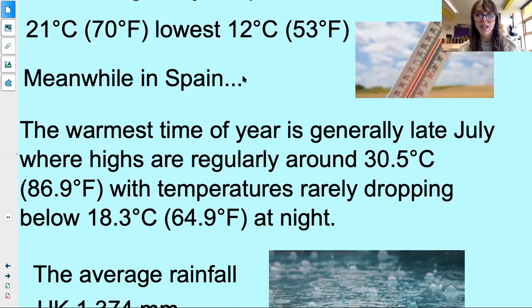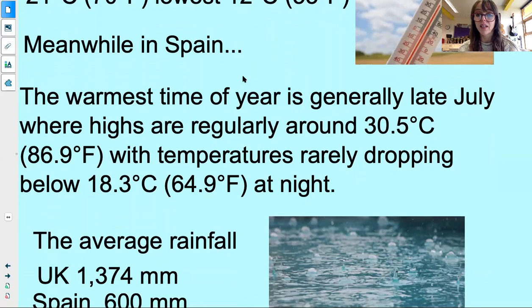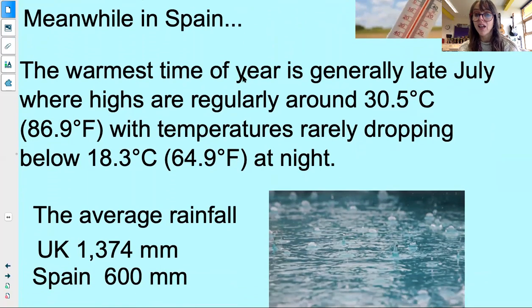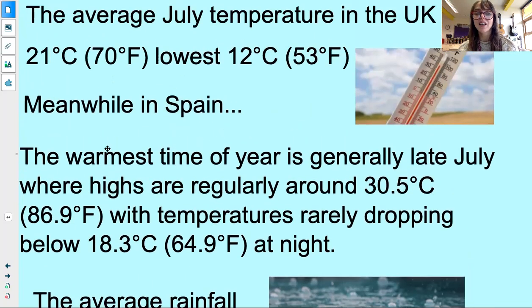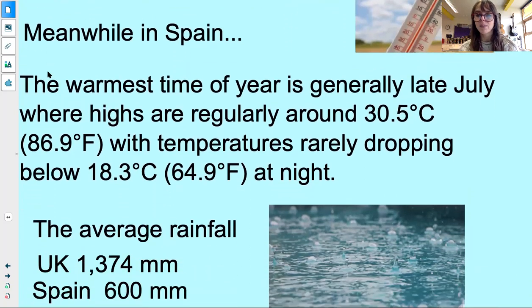Meanwhile, in Spain, the warmest time of the year is generally late July, and the highs are regularly around 30.5 degrees centigrade, which is 86.9 Fahrenheit, with temperatures rarely dropping below 18.3 degrees centigrade, which is 64.9 Fahrenheit at night. So if you look at the lower temperatures for nighttime, they're quite close to our highest temperatures for daytime. So that's quite a big difference. It is a hotter place to be in Spain.